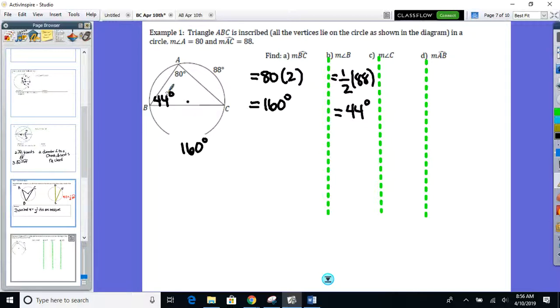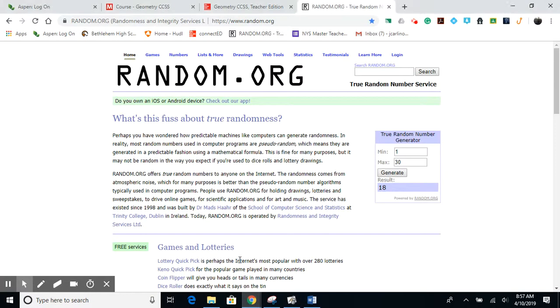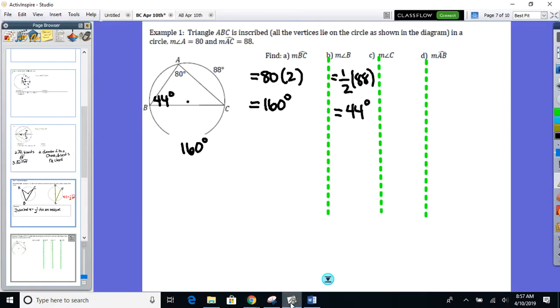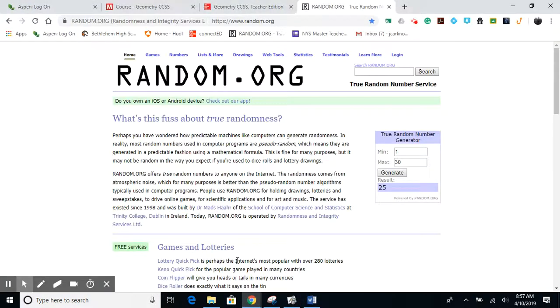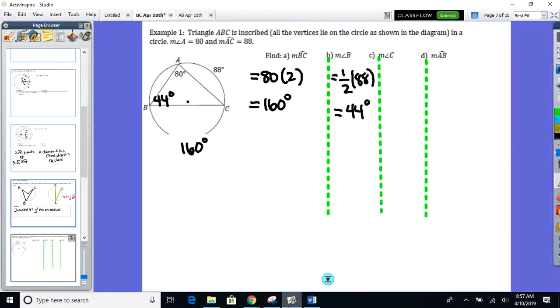Angle C. You don't have to use a circle fact here. Any thoughts for angle C? Okay, 180 degrees in a triangle, everybody. So angle C is 56 degrees.